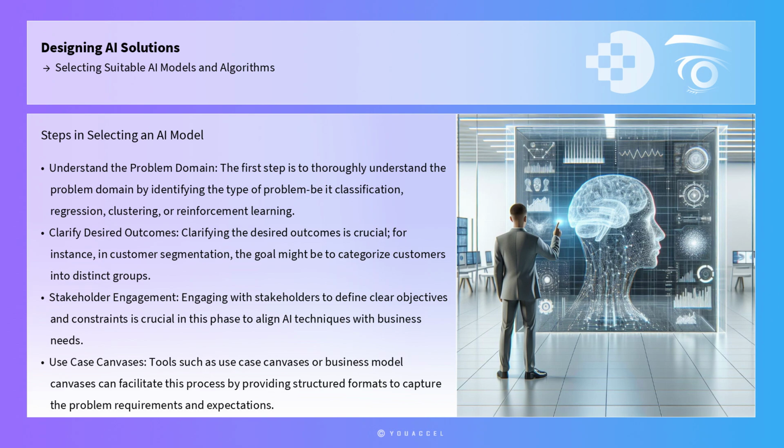Engaging with stakeholders to define clear objectives and constraints is crucial in this phase. Tools such as use case canvases or business model canvases can facilitate this process by providing structured formats to capture the problem requirements and expectations.